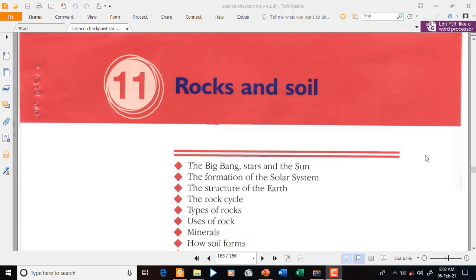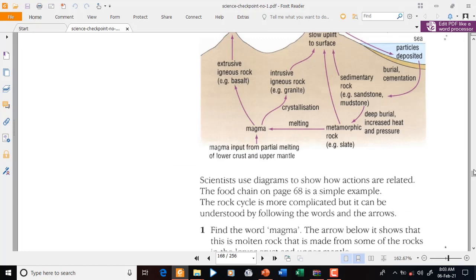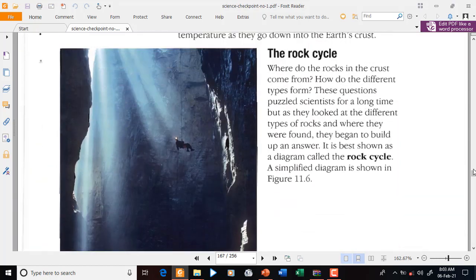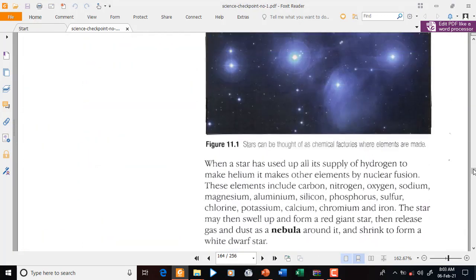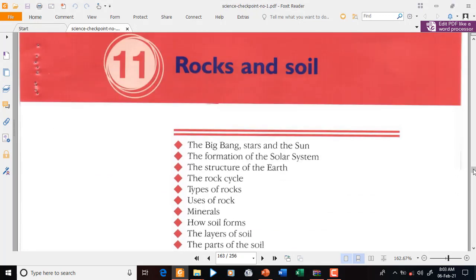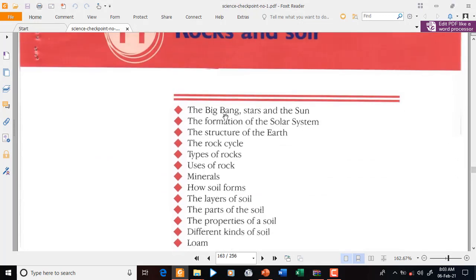I'm not going to cover the whole topic, but we're just going to cover some of these lesson topics. Let me show you. Right here, we're going to cover the Big Bang, stars and the sun, the formation of the solar system, the structure of the earth, the rock cycle, and part of types of rocks. The rest will be covered in the third term.